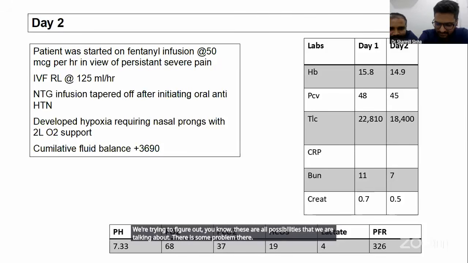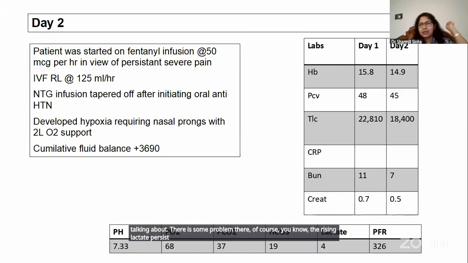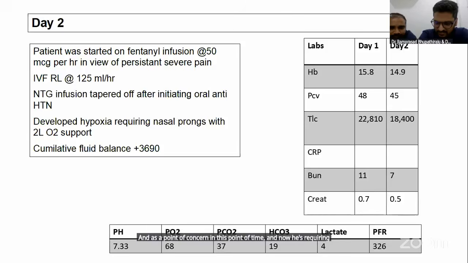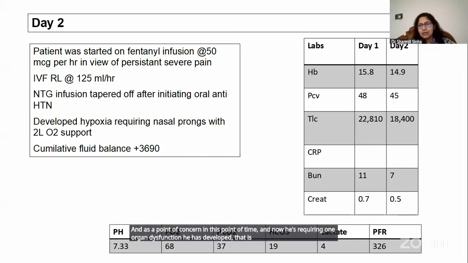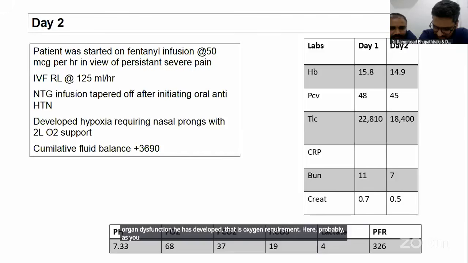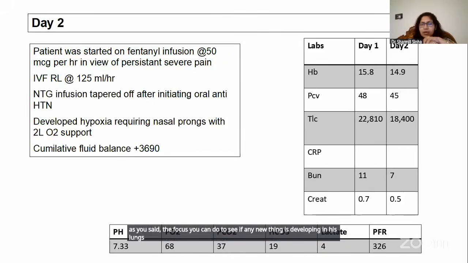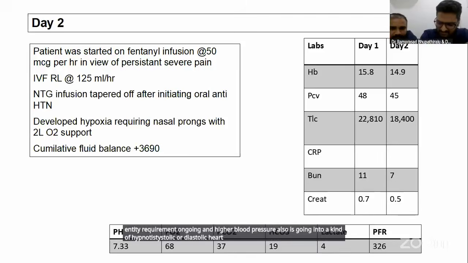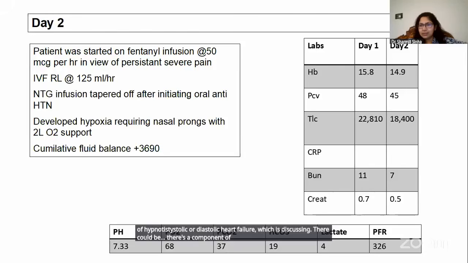Of course, the rising lactate, persistent lactate not clearing and increasing, is obviously a point of concern at this point of time. And now he has developed one organ dysfunction, that is oxygen requirement. Probably, as you said, you can do a focused scan to see if any new thing is developing in his lungs, the cardiac, and with the NTG requirement ongoing and higher blood pressure. Also, is he going into a kind of, if not systolic or diastolic, heart failure, which we are just discussing? There's a component of heart failure in this case also.